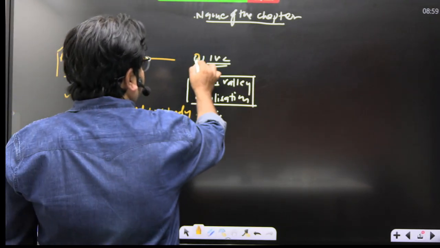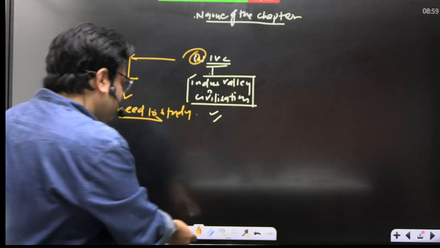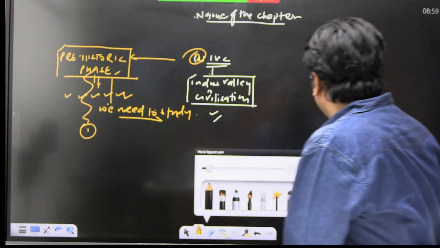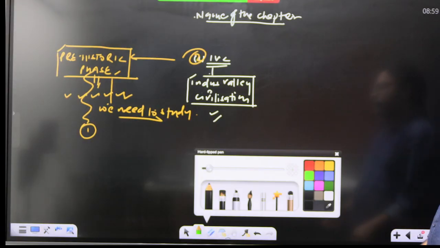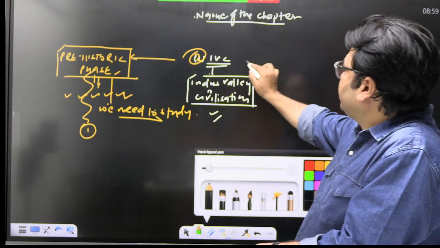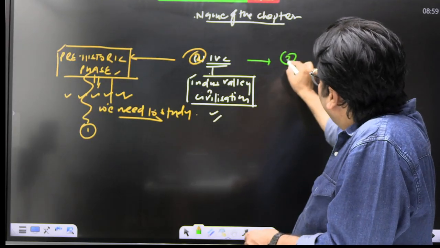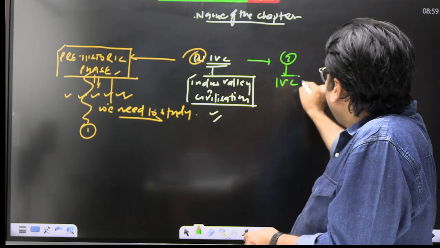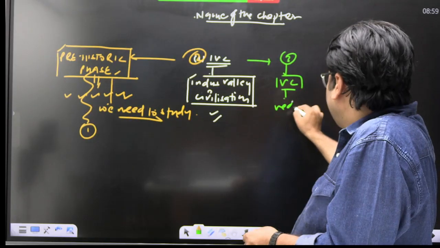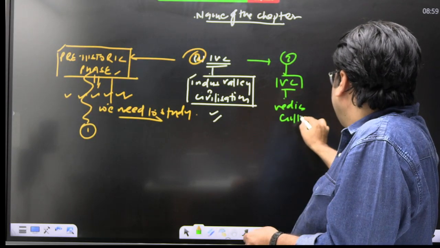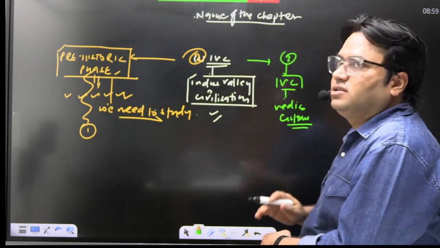This now will become your second chapter. So we have changed the chronology. Okay, so we'll not skip that part because that is very important. So this is Indus Valley Civilization, second chapter, right? Third chapter is Vedic culture. Here we are using the word culture. So this is Vedic culture. That is the third chapter.